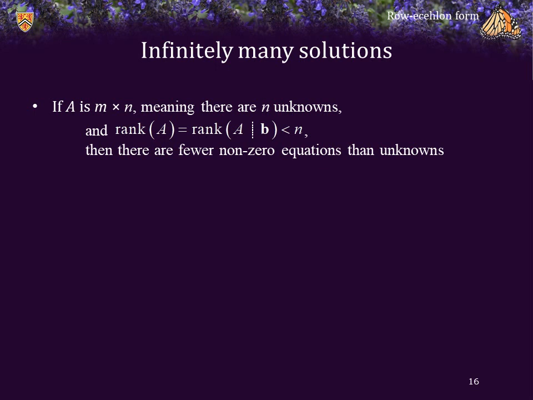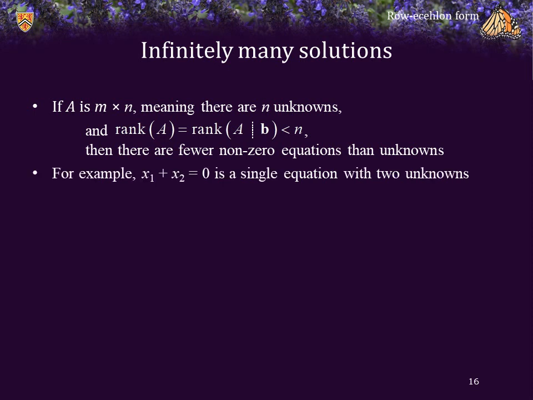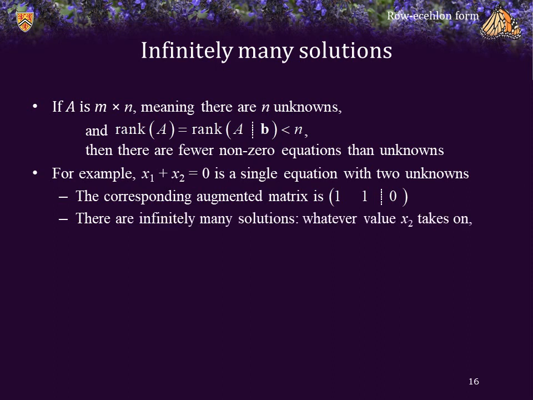Now, if A is an m by n matrix, meaning that there are m equations in n unknowns, and the rank of A is equal to the rank of the augmented matrix in row echelon form, and both of these are less than n, then there are fewer non-zero equations than unknowns. For example, x1 plus x2 is equal to 0 is a single equation with two unknowns. The corresponding matrix is 1, 1, 0, and we see that this is indeed in row echelon form. Problem: there are infinitely many solutions.